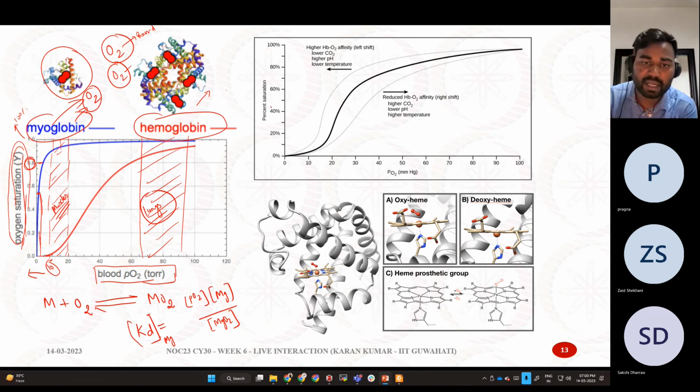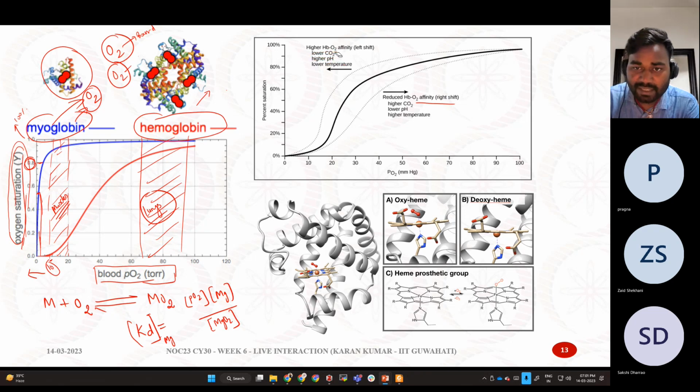Here the percentage saturation is given. Percentage saturation means here at the 100%, like in the case of this graph, which is for hemoglobin. When there is a right shift of the hemoglobin curve, it means the affinity will reduce. However, with lower temperature, meaning when you go to a colder environment, and with higher pH or lower CO2, hemoglobin will be strongly bound to the oxygen.